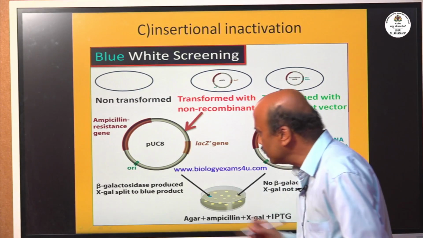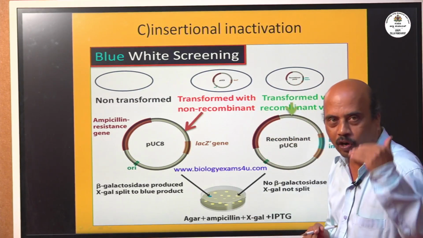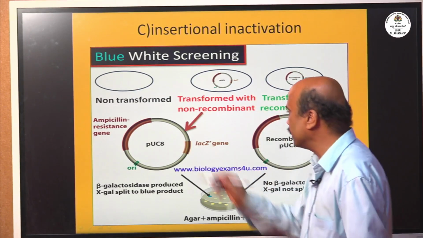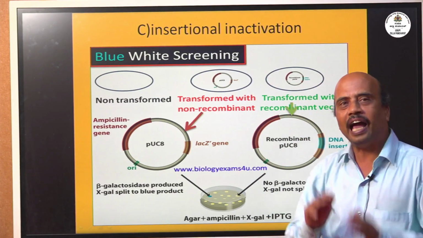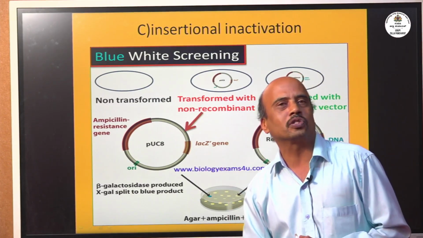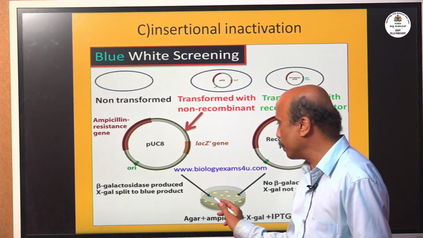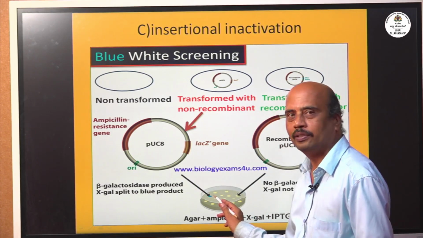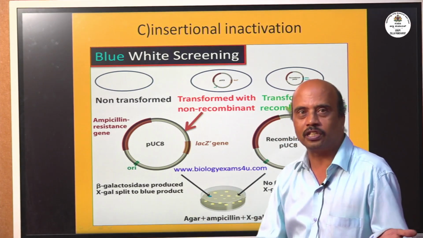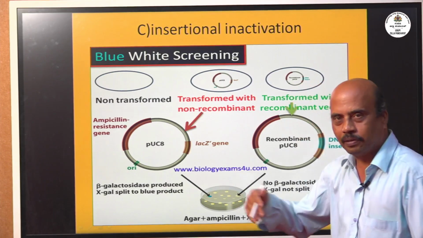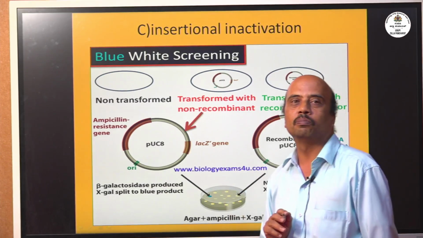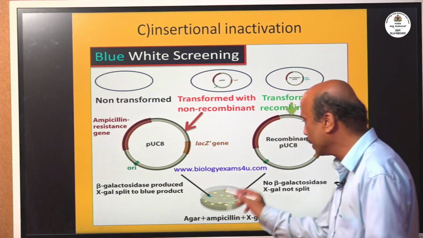So if our insert, our desired foreign gene, is inserted into the LAC-Z gene, the LAC-Z gene does not produce beta galactosidase enzyme. Then the colony appears as blue. Because lactose is split and that makes the colony bluish in color.